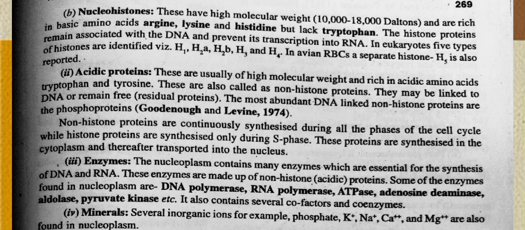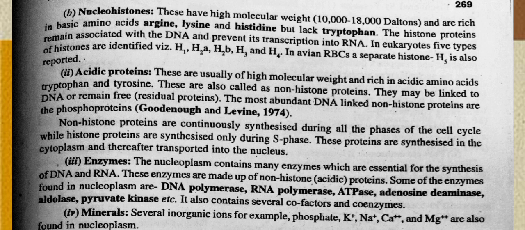Nucleohistones. Histone is actually the name of a protein that is always associated with the eukaryotic DNA, and nucleohistone protein is absent in the case of prokaryotic DNA. These have high molecular weight, 10,000 to 18,000 Daltons, and are rich in basic amino acids arginine, lysine and histidine, but lack tryptophan. The histone proteins remain associated with the DNA and prevent its transcription into RNA.